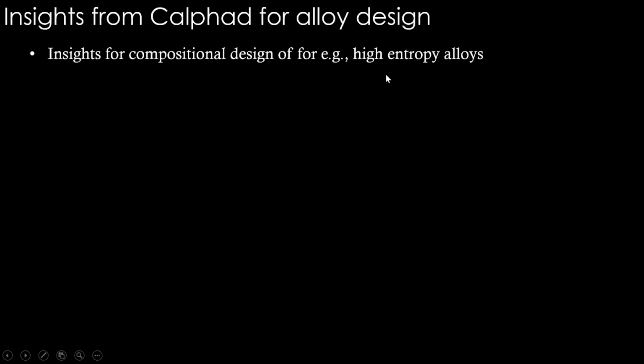Let's first see the alloy design part, where we can get certain insights for compositional design of, for example, high entropy alloys. We saw what these high entropy alloys are in the last class. Selection of alloy systems is what we will be focusing on, because last class I talked about high throughput calculations. There, the selection of the palette of elements is the first step. For that we need some literature knowledge. There are certain insights from CALPHAD that can help. Let's see what they are.